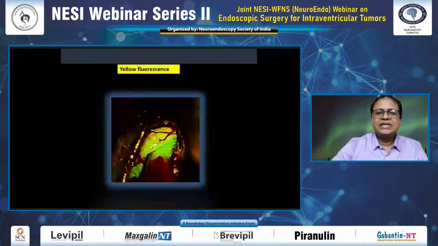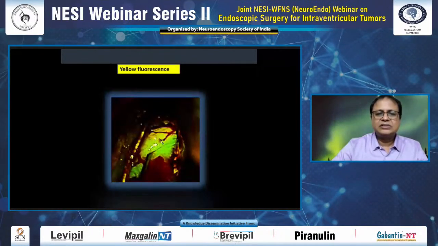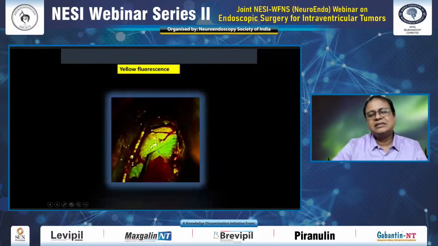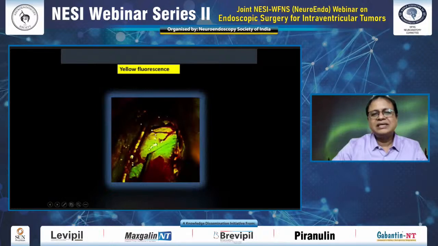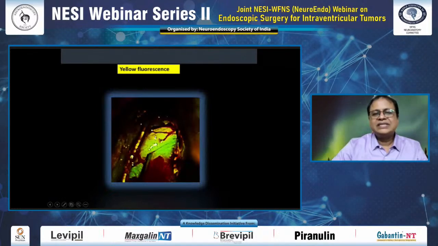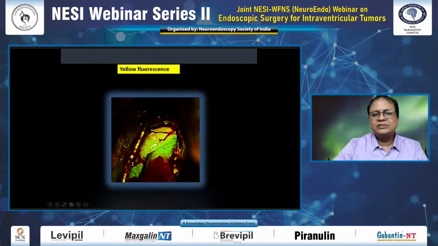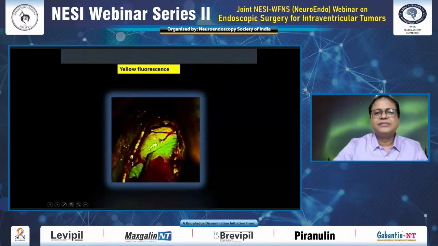Fluorescence can be used for intraventricular tumors. This is not with endoscope, this is with microscope. We can see here that the tumor and the normal tissue can be clearly seen. This is an advantage of the microscope over the endoscope. But now endoscopes have come with fluorescence also.